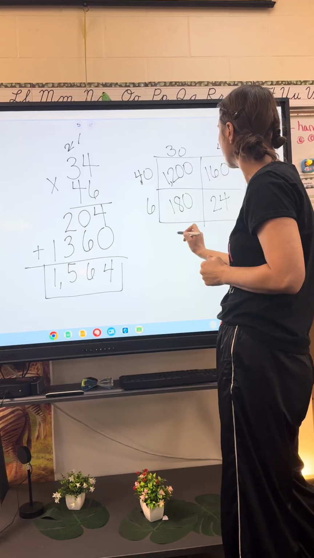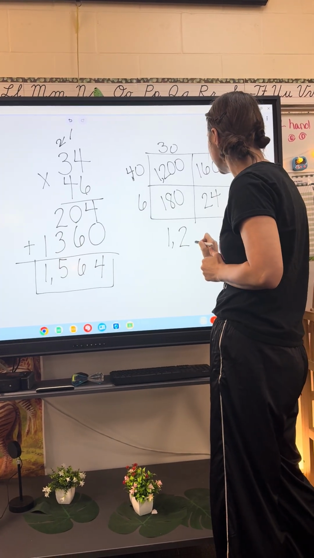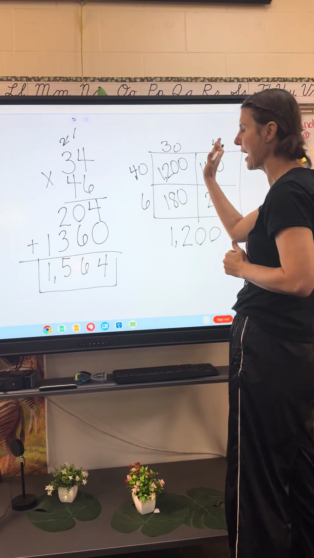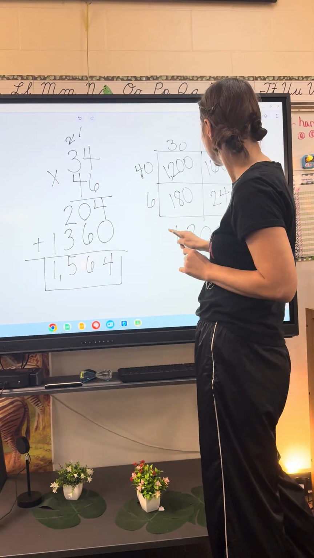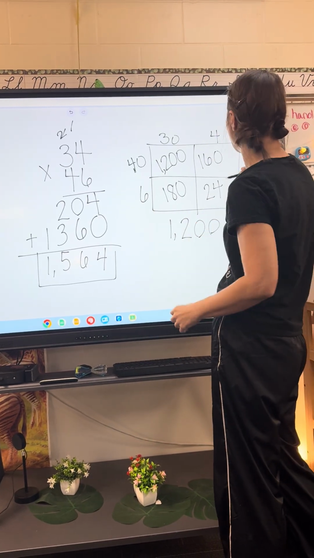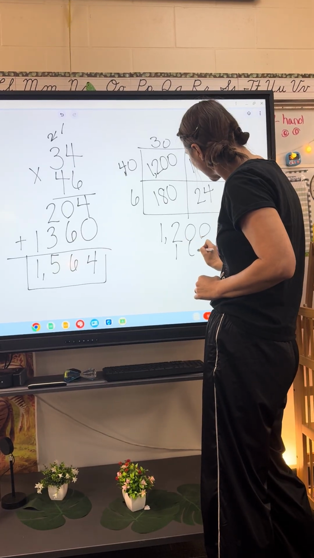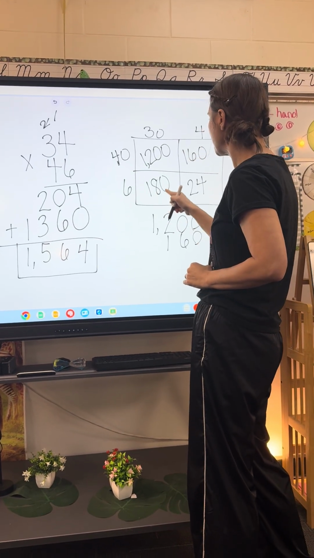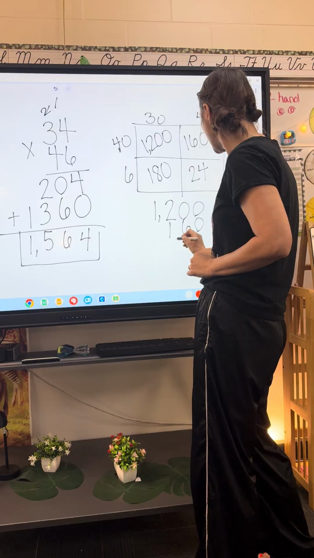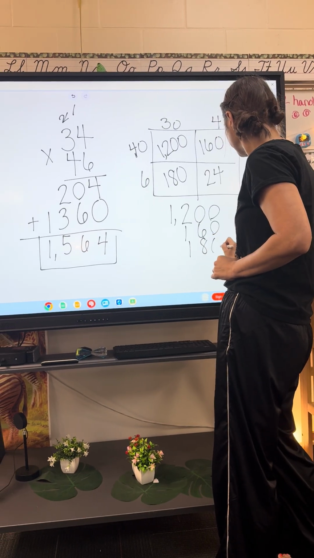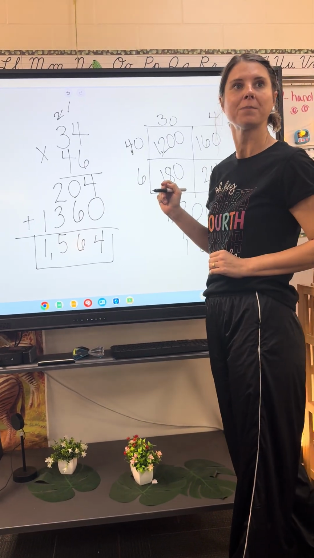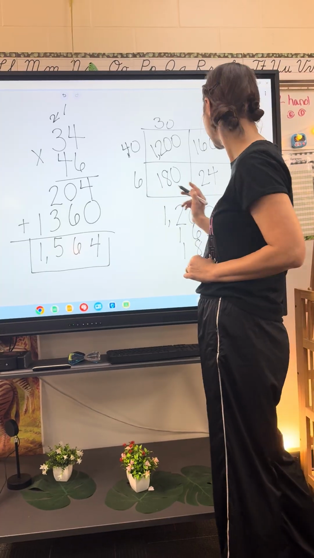So to get the whole product, we have to add. And this is the tricky part because you have to line them up nicely. So I'm going to kind of spread it out. So 160, that 1 is in the hundreds. I'm making sure. The 180, the 1 is in the hundreds. And 24, the 2 is in the tens.